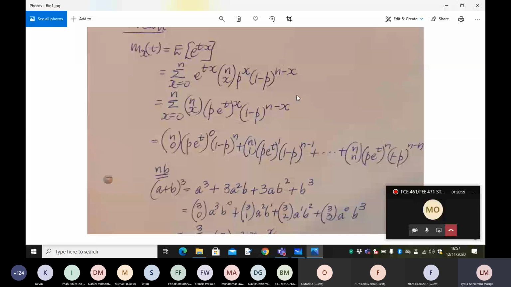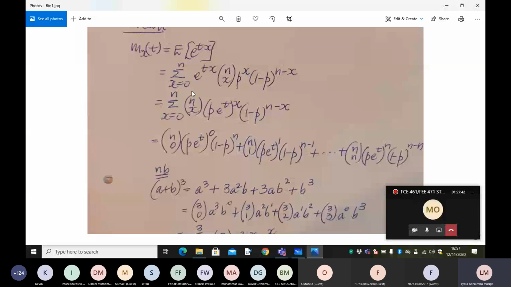Okay, M_X of t, our moment generating function. We know the moment generating function is given by the expectation of e raised to tX. For this binomial distribution, our x values start from 0 up to small n. Because it is discrete, we perform summation of e raised to tx, and then we substitute for f of x, which is n combination x, p raised to x, 1 minus p raised to n minus x.